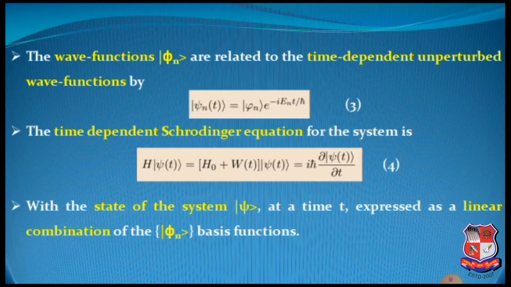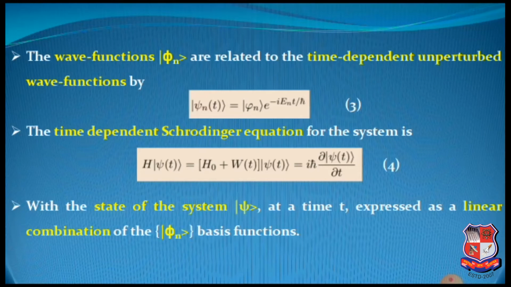The wave functions phi n are related to the time dependent unperturbed wave function by equation number 3, that is psi n of t, which is a time dependent wave function, is equal to phi n e raised to minus i En t upon h cut. This En is the energy at the initial state, t is the given time, h cut is equal to h upon 2 pi, where h is the Planck's constant.